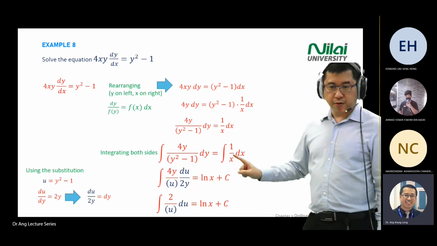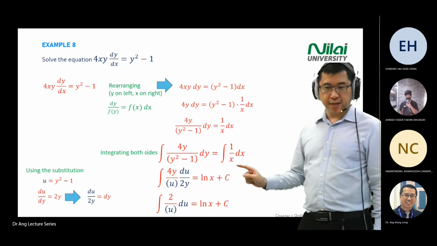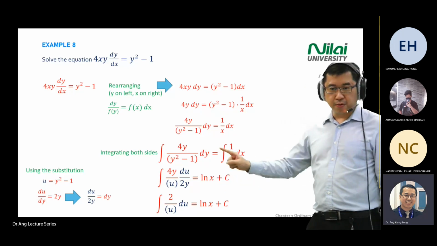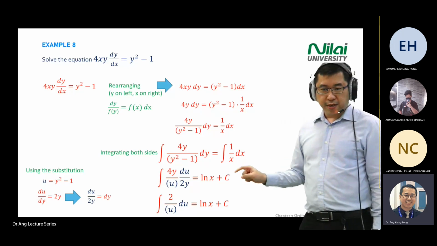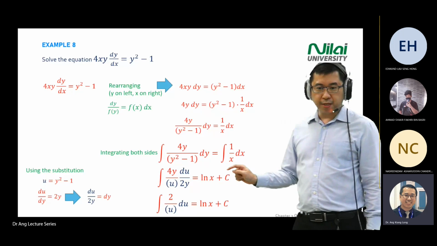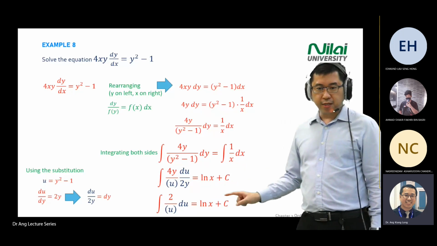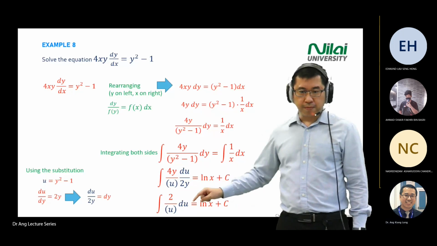So integrate 1 over x dx, you get ln x. If you don't understand this one, go and ask Nizam. This one, we're going to explain to you. So you get ln x. Remember, when you don't see anything at the integration here, remember there's a c there. So ln x plus c on the right hand side, and then this one also the same.